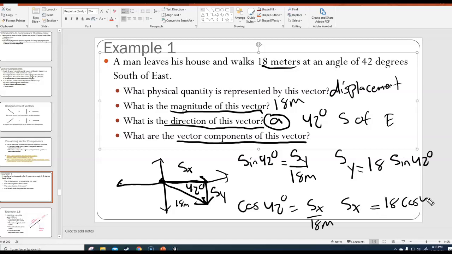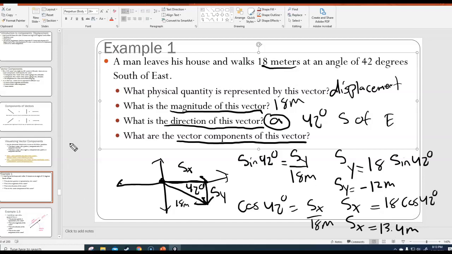Notice, by the way, that my y component should be negative. The reason it's going to be negative is because it's pointing in the negative y direction. And so sy is going to be negative, I just did this in my calculator, 12 meters. And sx is going to be, let's see, 18 cosine 42 is going to be positive 13.4 meters.